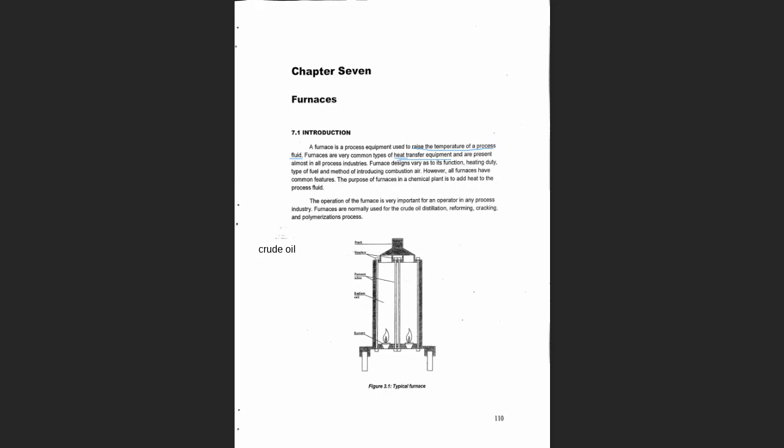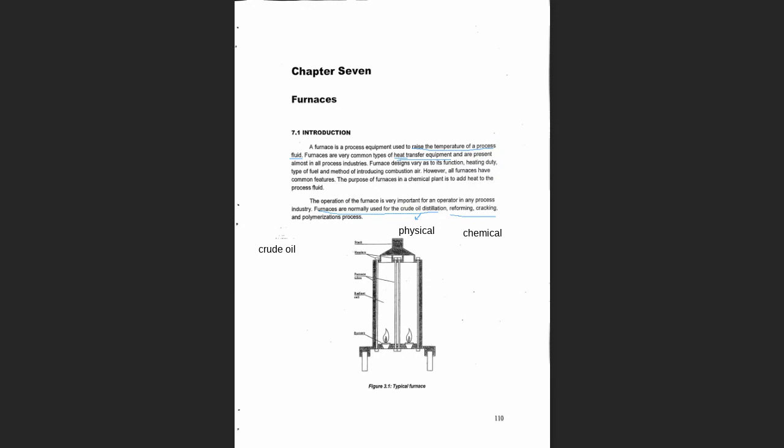Now, in some of the furnaces, guys, Jamil, you will see that some of the furnaces are designed to carry out chemical reactions. If you look at this statement, furnaces are normally used for crude oil distillation. This is a physical process. Okay, let me write it down here. So usually crude distillation is a physical process, whereas reforming and cracking are chemical processes.